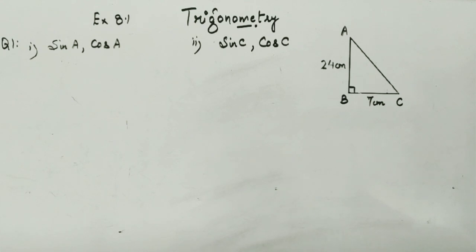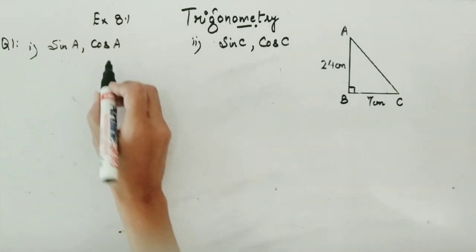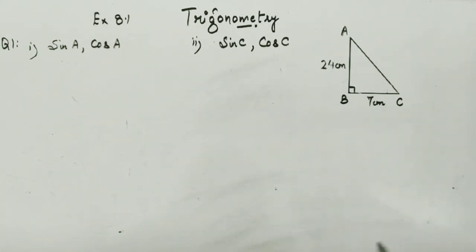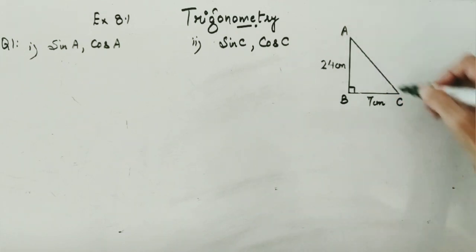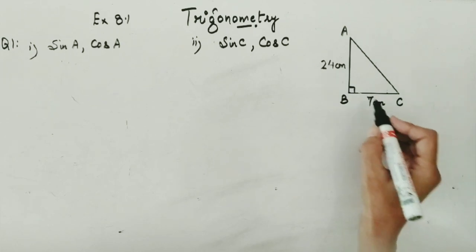Let us discuss question number 1 from exercise 8.1. We are given a right angle triangle ABC in which AB is 24 centimeters, BC is 7 centimeters, and we are asked to find the value for sine A and cos A. Whether it is sine or cos, we need the third side. We should know the measurement, the value for AC.